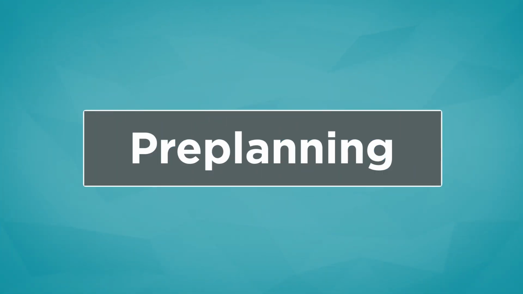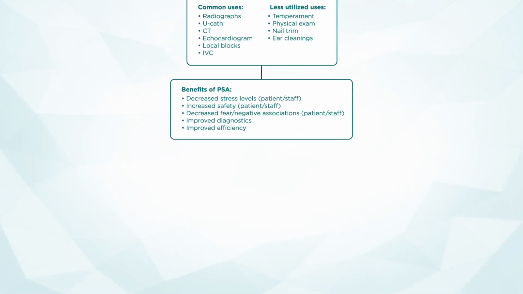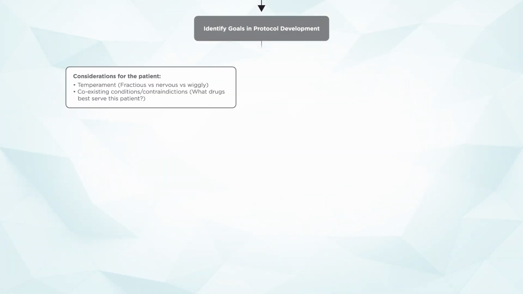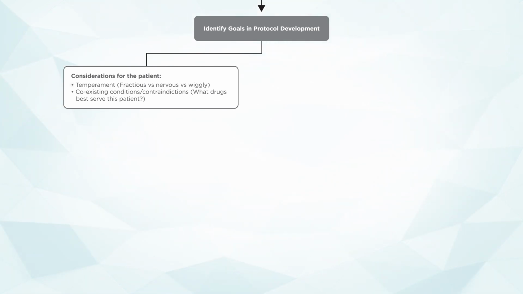So anytime I'm coming up with a sedation protocol, I have to go through a little bit of a pre-planning phase. And what I'm doing in this is identifying what I need in that protocol. So we aren't talking cookie cutter. We are talking about tailoring to each patient within a frame. So some considerations for the patient. We're going to think about temperament, whether they're fractious versus nervous versus just wiggly. We're going to consider coexisting conditions and contraindications, and think about what drugs best serve the patient in these situations.